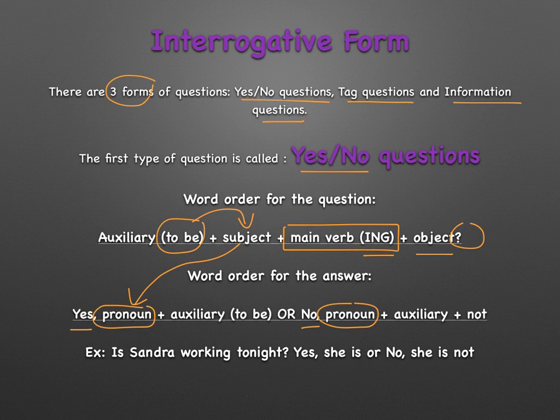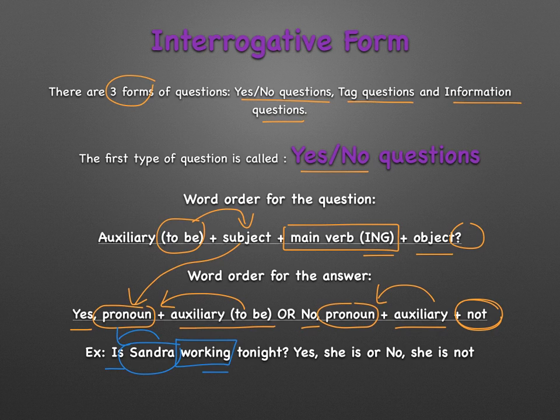You will change the subject for the corresponding pronoun. In the affirmative form, you use your auxiliary that agrees with the pronoun. And if the answer is negative, you still use your auxiliary, but you add your keyword not. Example, is, auxiliary to be, Sandra, so the two of them work together, agree together. Working, that's my main verb in ing. Tonight, that's my object. Is Sandra working tonight?